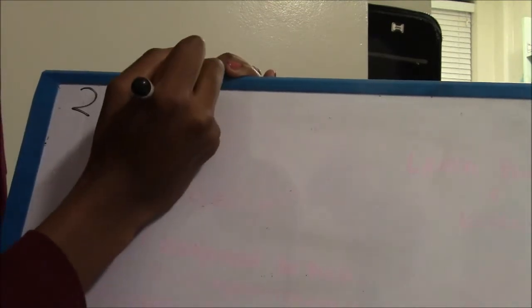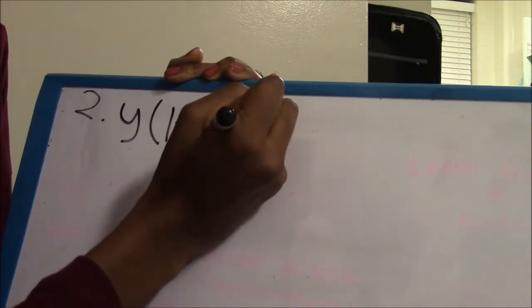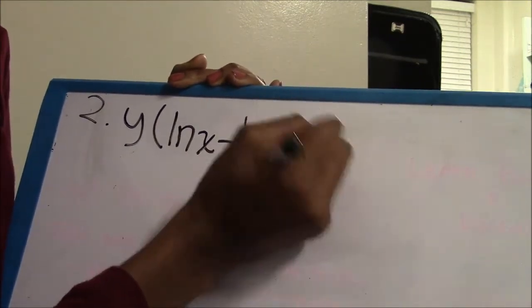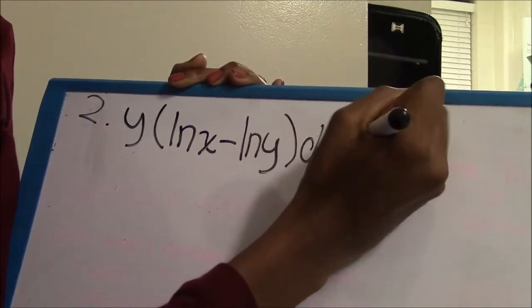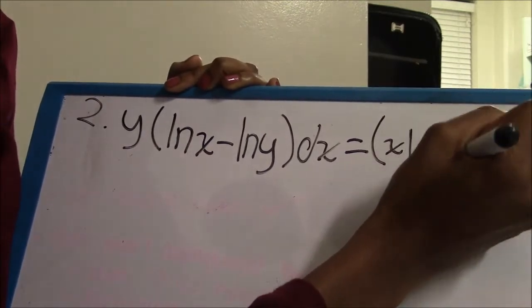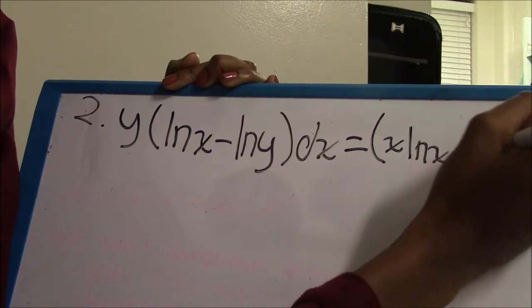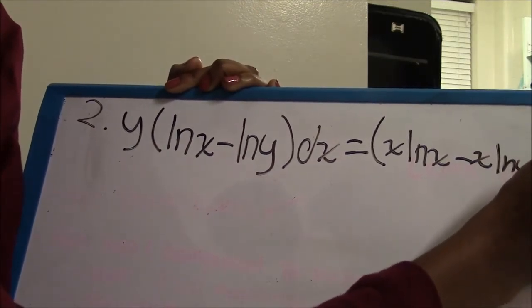Okay, so first I'm going to do number 2, which is the hardest one. And number 2 is y times the quantity of the ln of x minus the ln of y dx equals x ln of x minus x ln of y minus y, all of that times dy.